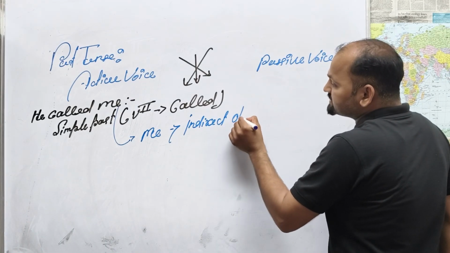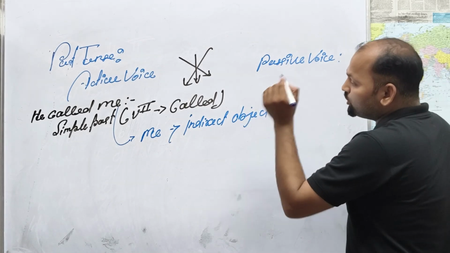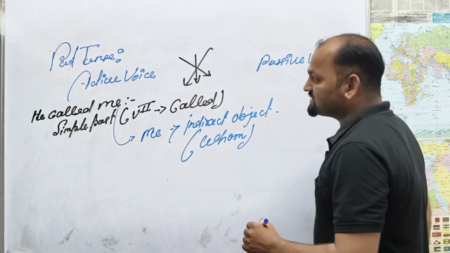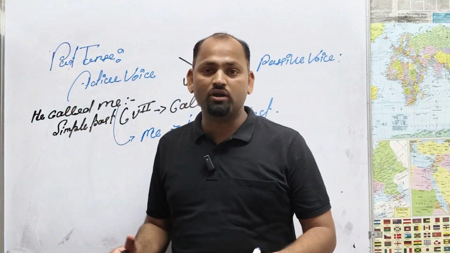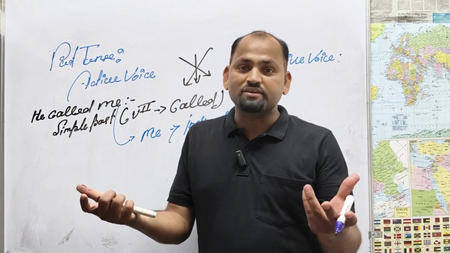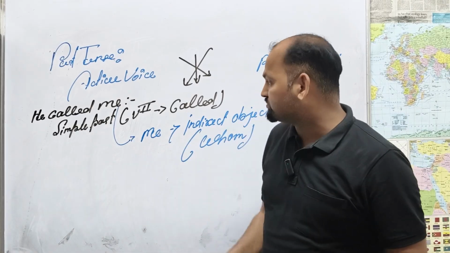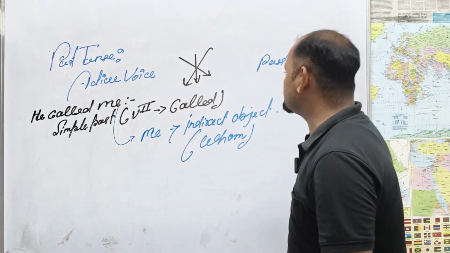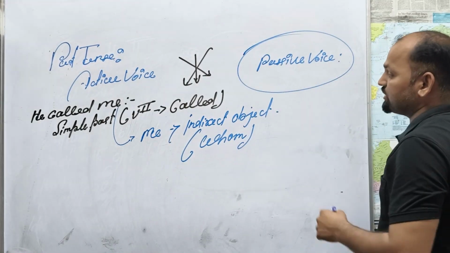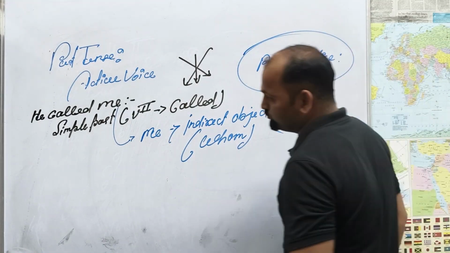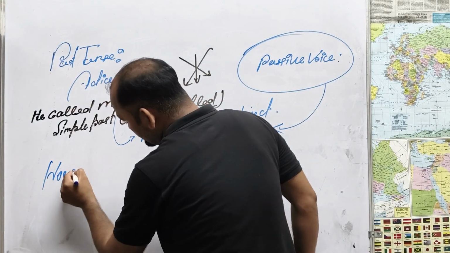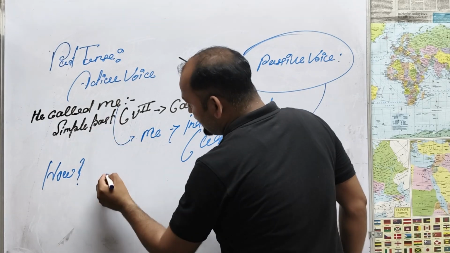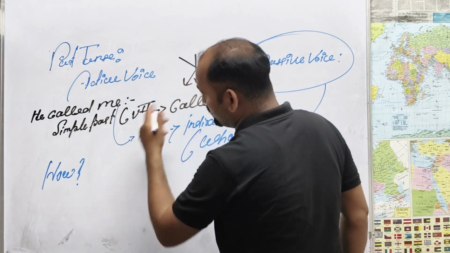It is an indirect object. Why? Because it gives the answer by whom? He called me. He called what? No answer. So we can say there is no direct object. But whom? Me. We can say there is an indirect object. So I will say to you, the passive voice I will change according to the indirect object. How? Method. So me for I, I will write here.